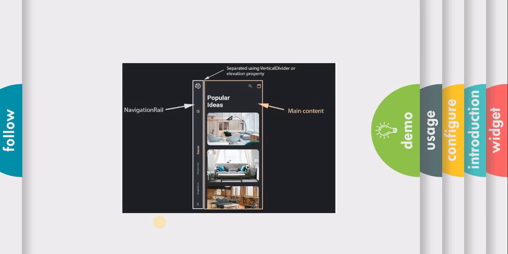So this widget does not have a specific slot allotted to itself in a scaffold. That's why it is usually used as the first or the last element of a row, which defines the app scaffold body. The main content needs to be wrapped by an expanded widget such that it takes up the whole of the remaining space.